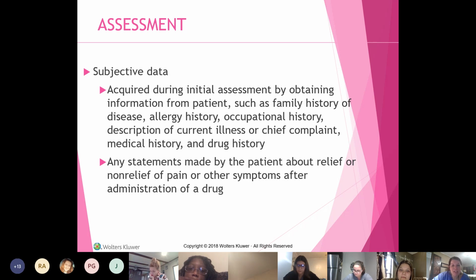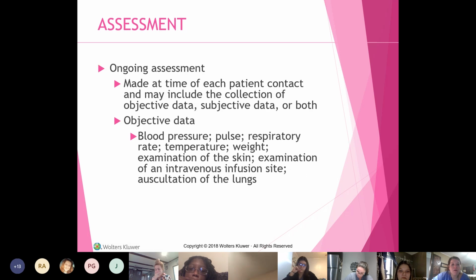So all of that is kind of like your word data. It's no facts, it's no hardcore measurable type stuff. Any statements made by the patient about relief or non-relief of medications used in the past, basically what they say is subjective, what you can measure is objective. Each time, assessment is not a one-time thing, which I think y'all know that. You don't assess your patient and then say, oh, I did my head to toe, we're good for the day. You assess your patient, and then all throughout the day, you do an ongoing assessment.